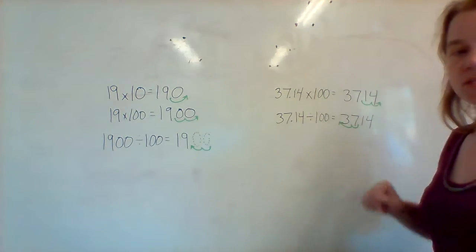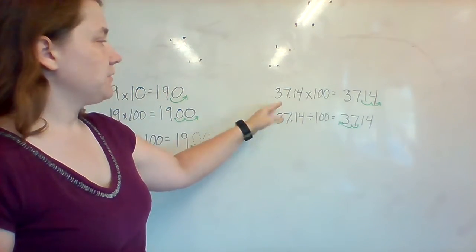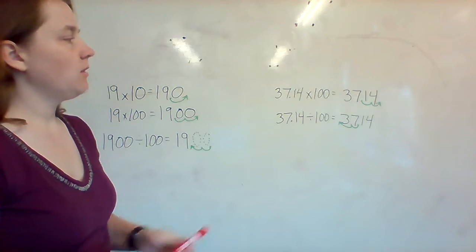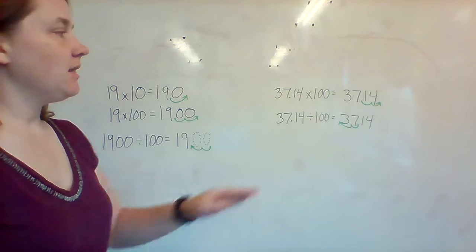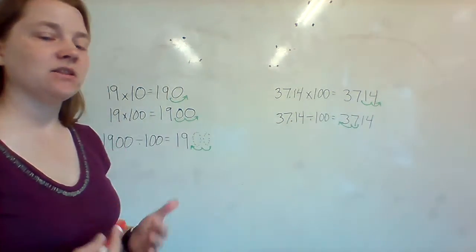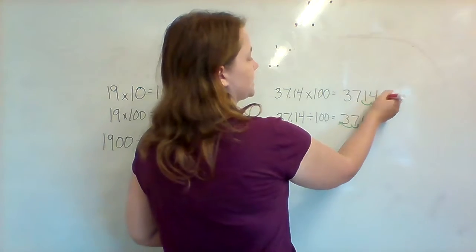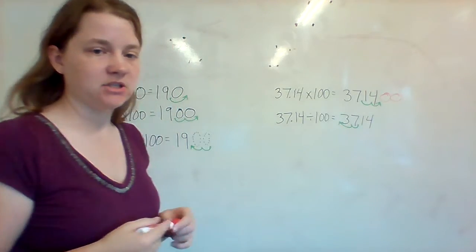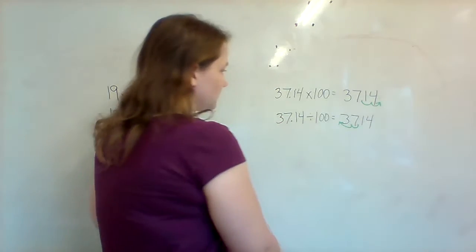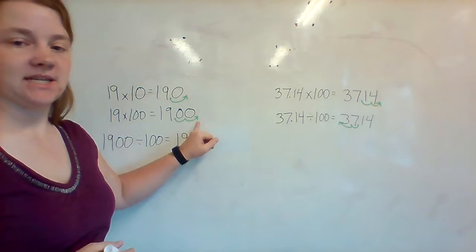Let's take a look at another example. Maybe this will be easier. In our other example, we have 37 and 14 hundredths times 100. When I'm multiplying by 100, that decimal still needs to shift over 2 places, even though I'm not adding the 2 zeros, because there's no good place to add the zeros here that's going to make a difference. You don't need those zeros. So instead of adding the zeros in, we're just going to use the decimal movement.